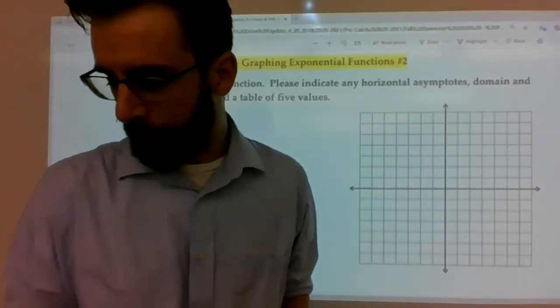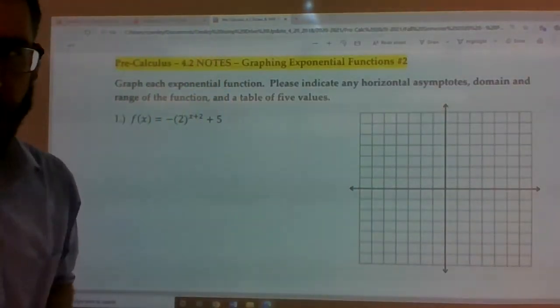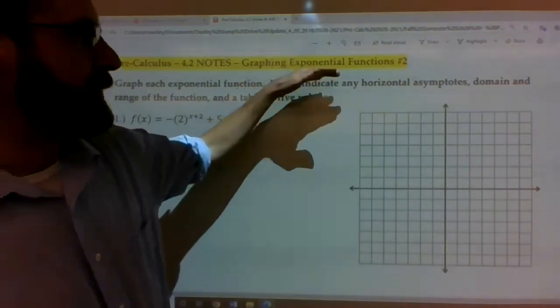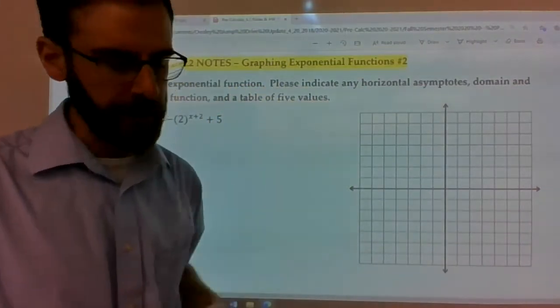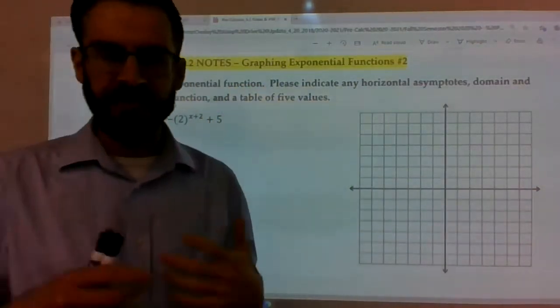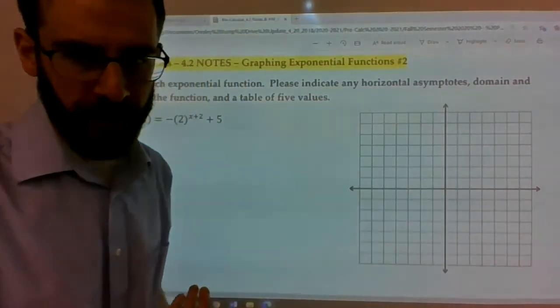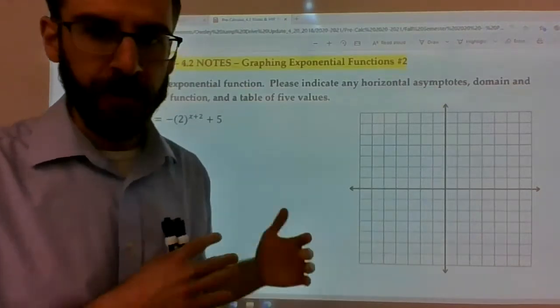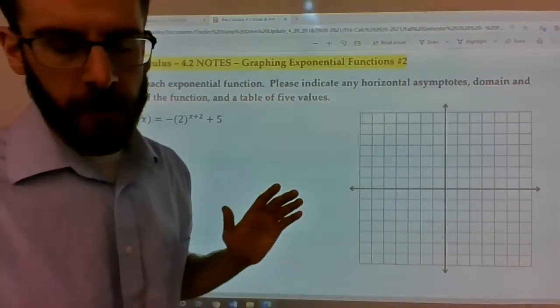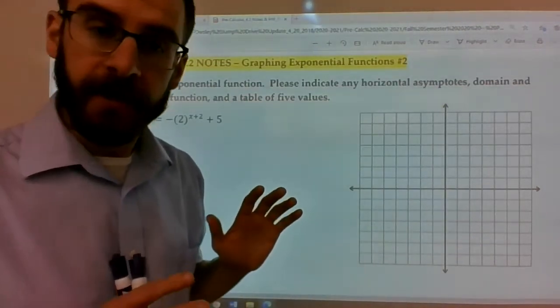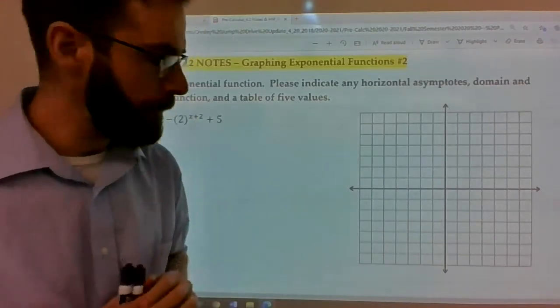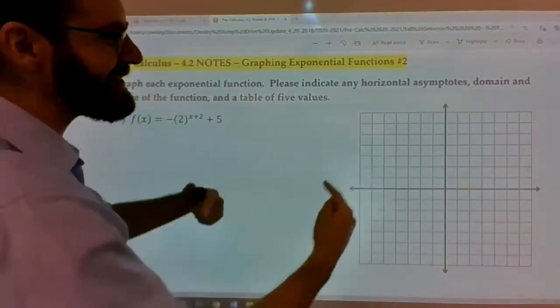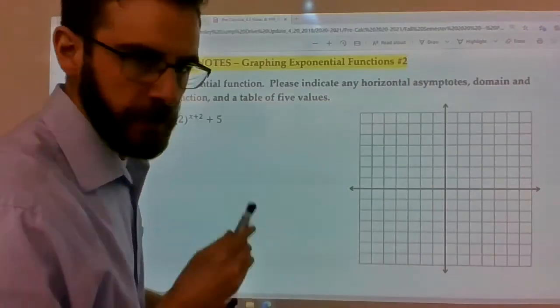Hello pre-calculus, I'm back with the second lesson of the chapter. We're doing graphing exponential functions part 2. Hopefully you successfully plugged it into the table functions of your calculator. You could figure out the horizontal asymptotes, the domain, the range. You got your table of 5 values, and the graph has been produced. Now, what I wanted to extend this lesson towards is this.